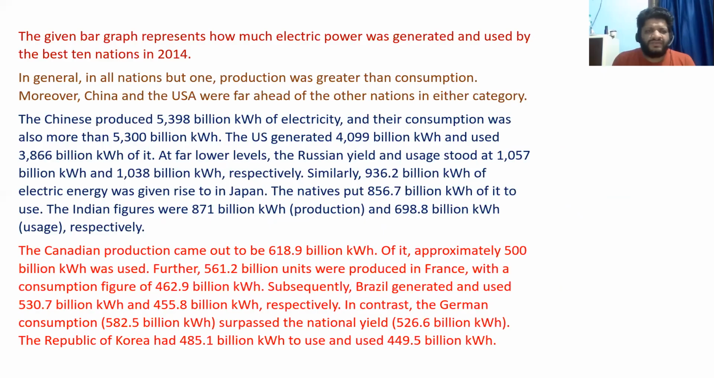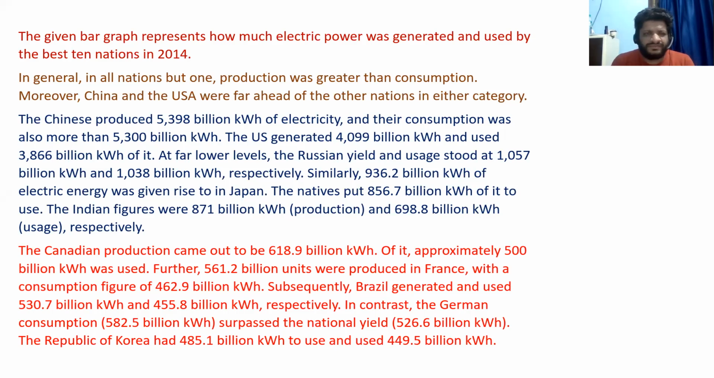Perfect. So the given bar graph represents how much electric power was generated and used by the best 10 nations in 2014. In general, in all nations but one, but here means except, production was greater than consumption. Moreover, China and the USA were far ahead of the other nations in either category. Why I have written it in the past?